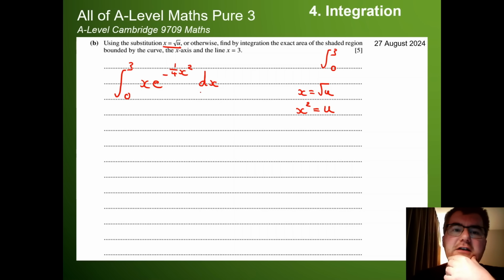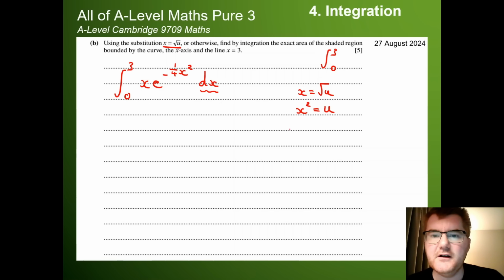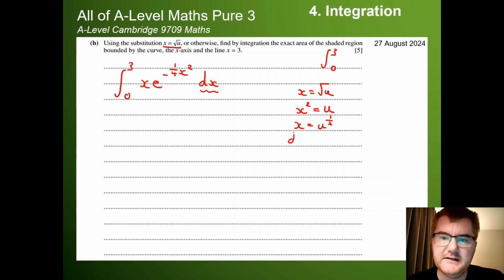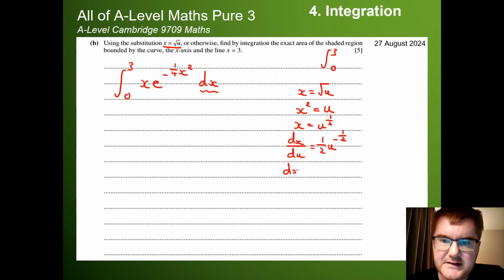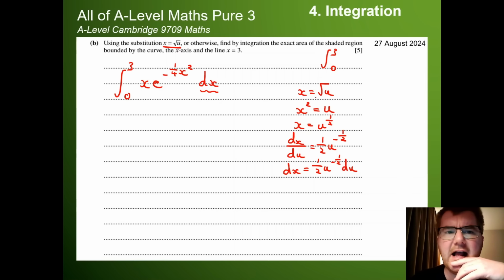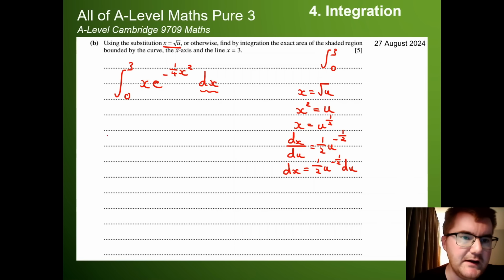We are going to have to change here the dx. So we need to take that into account as well. So if we have x is equal to u to the power of a half, then dx by du is equal to a half u to the power of minus a half. Okay, and that means dx can be written as 1/2 u to the power of minus 1/2 du. That's also a useful statement. And I think at this point we can substitute in. We'll deal with the limits as well in a moment.